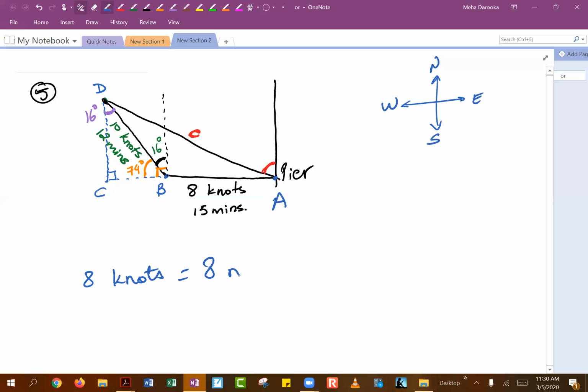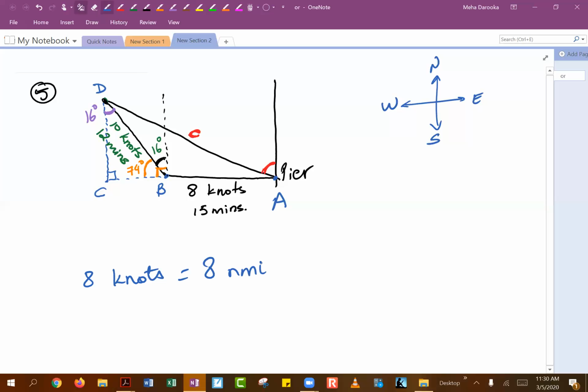Is the same thing as 8 nautical miles, but that would be for 1 whole hour, right? Because that's how you calculate knots or nautical miles. But they only traveled for 15 minutes on that path. So what would we need to know?